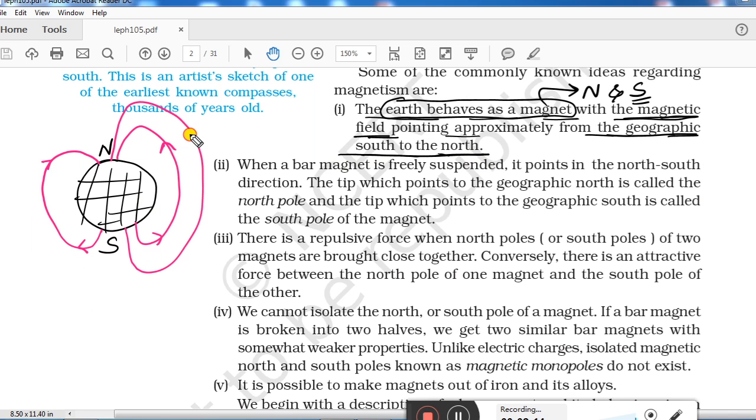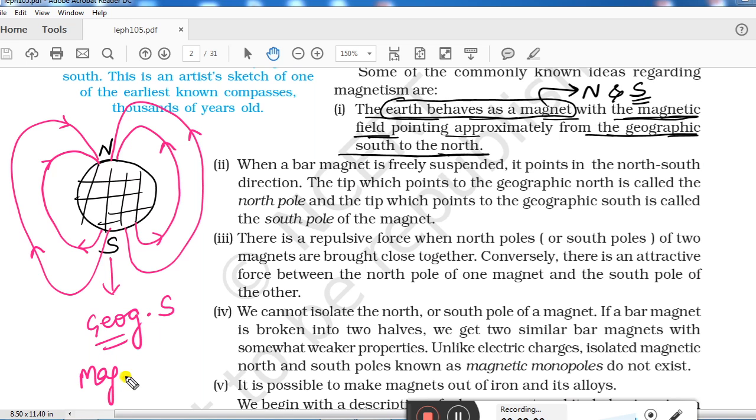We studied the direction of the magnetic field of Earth in the very first point. Remember, it is not from north to south, it is from south to north, and it is geographic south. There will be two souths and two norths. One is geographic north and the other will be magnetic north. In the same way, there is magnetic south. So one will be geographic north and the other will be magnetic north.